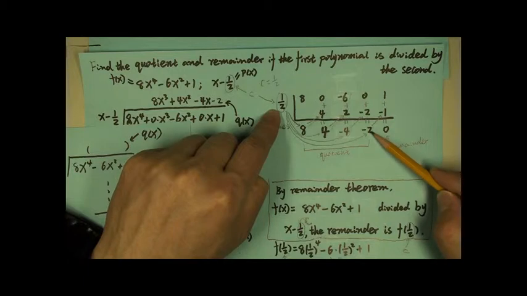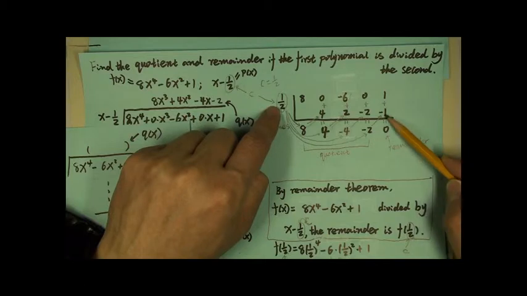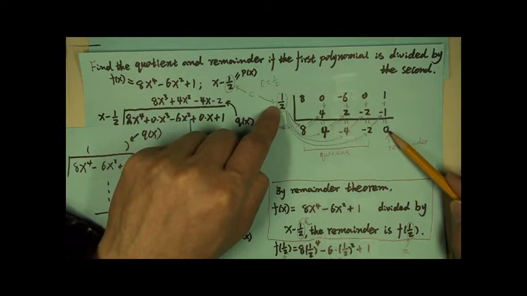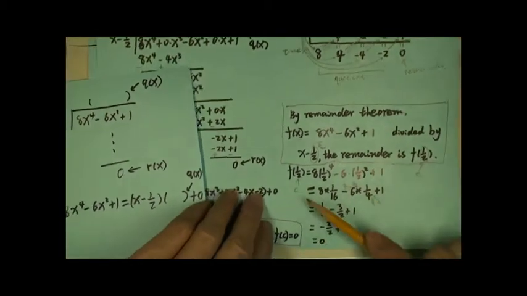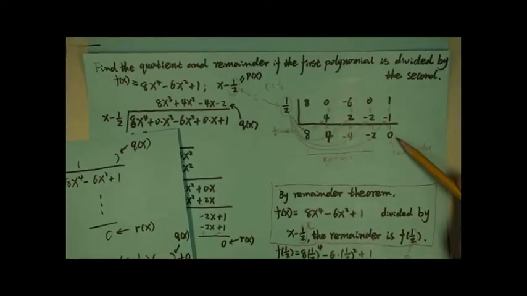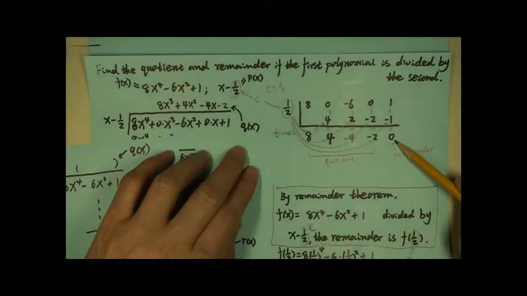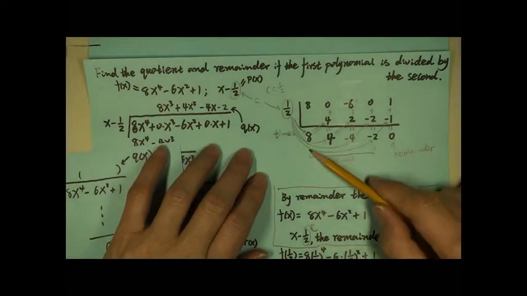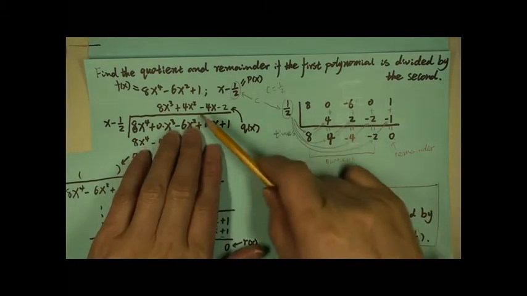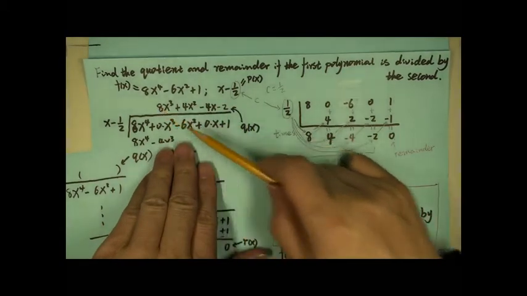Okay, and then 1/2 times -2 is -1. You add together positive and negative, you have a 0. We know this is the remainder, which is 0. Previously we know by the remainder theorem we already found f of 1/2 is 0. So this has proved the remainder is 0. Okay. Now this is our quotient. The quotient is the one right here if you do the long division.